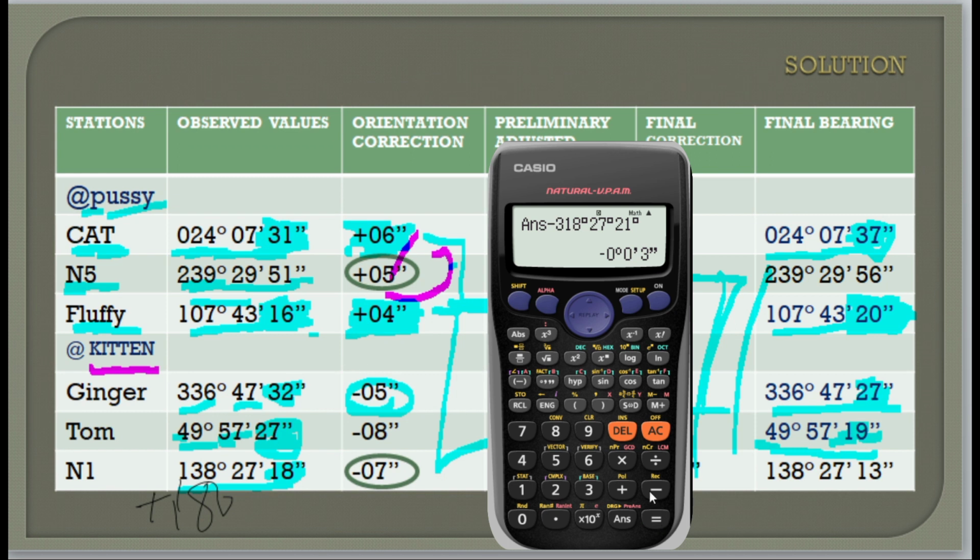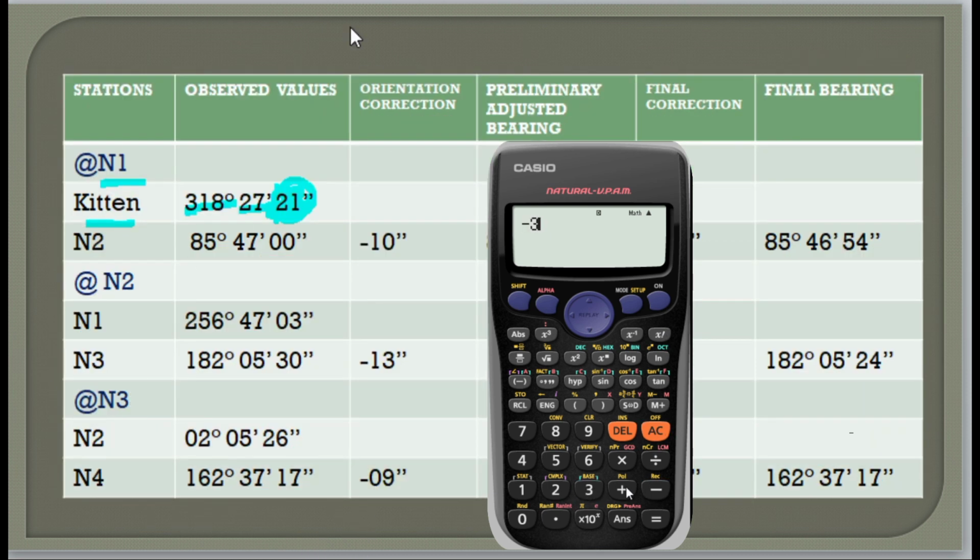-3 applied to the orientation correction that we had earlier here. So -3 minus -7 will get our next orientation correction as -10 seconds. And then moving to the next, so from the control station N1 to N2, we have a bearing of 85.4700. By adding 180 degrees to our value here, I will have the back bearing of the next station.